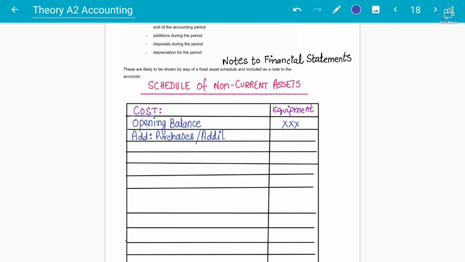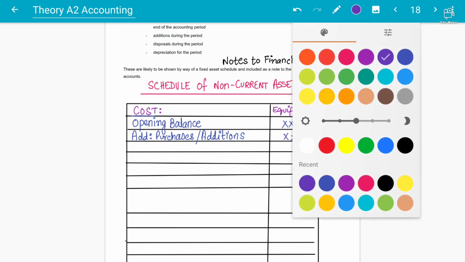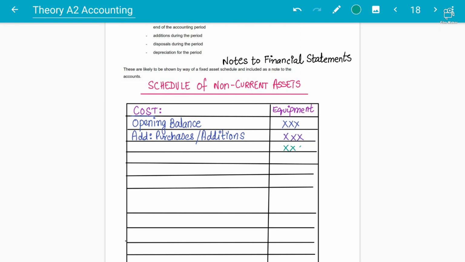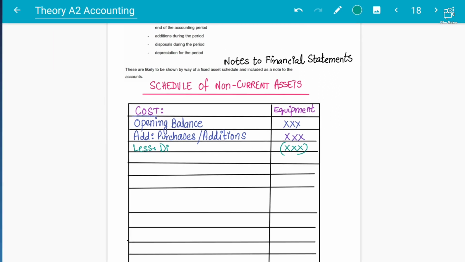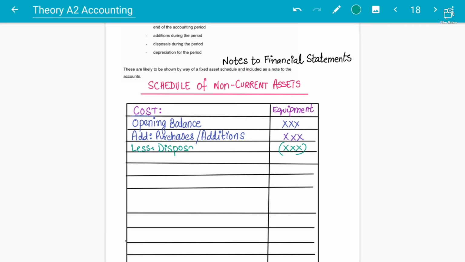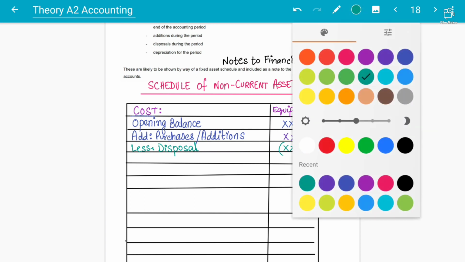Students, you will add the additions, and if you have disposed of some of the assets, you are going to subtract as well. So if you have disposed of some of the cost, you subtract the disposal, that is the cost of the equipment you are disposing of, and you will eventually get to the closing balance.